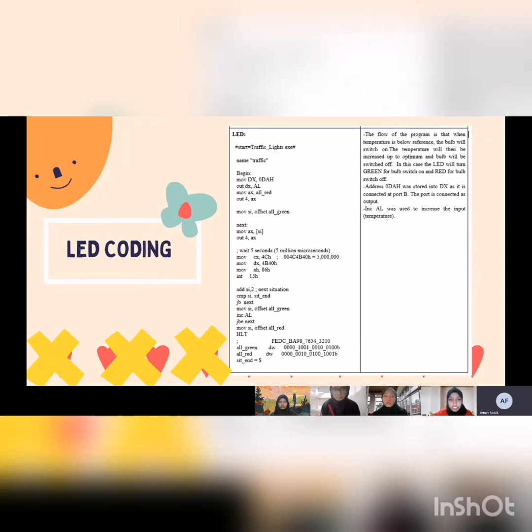Next. This is the LED coding. For the LED coding, we have said that if it's off, it will turn red, and if it's on, it will turn green. In this program, as you can see, if the temperature is below reference, the bulb will switch on. The temperature will then increase to optimum and the bulb will be switched off. In this case, if it is optimum or above, the LED will remain off, which is red.